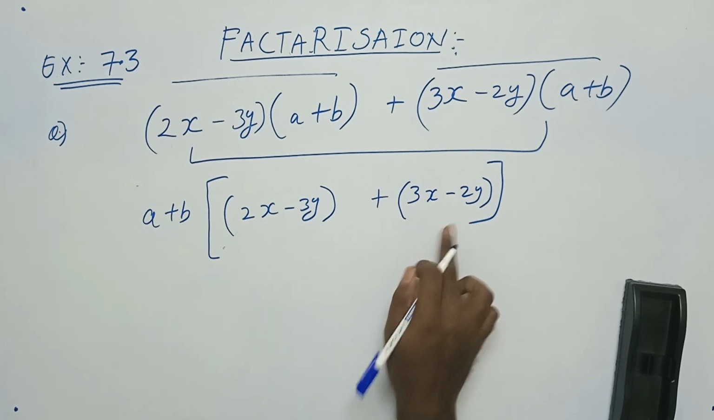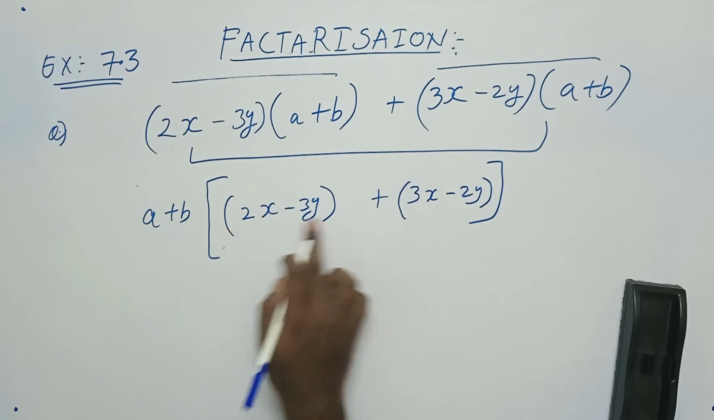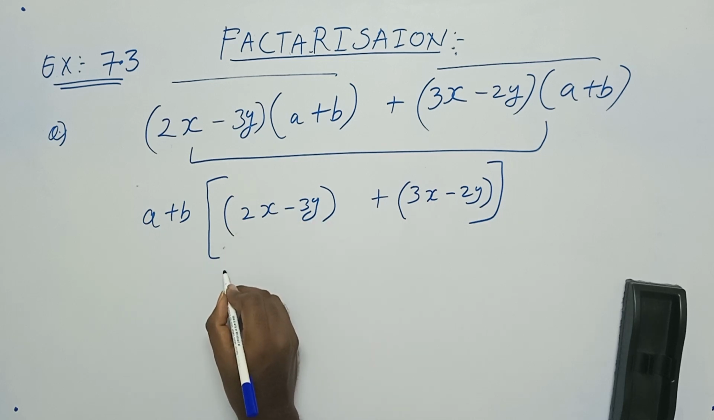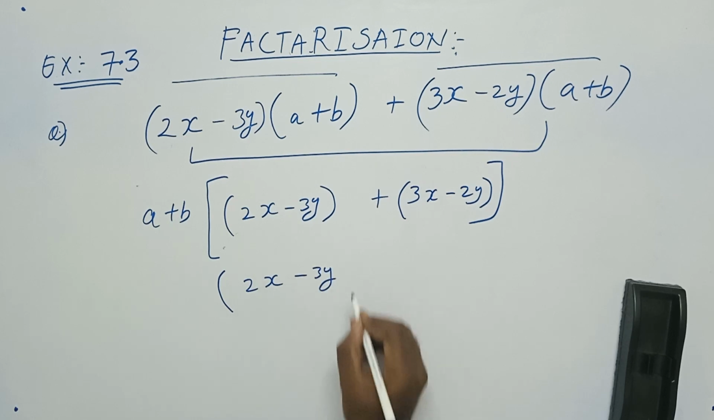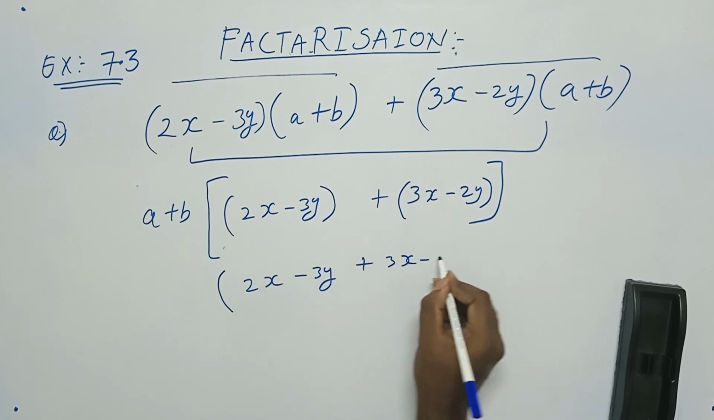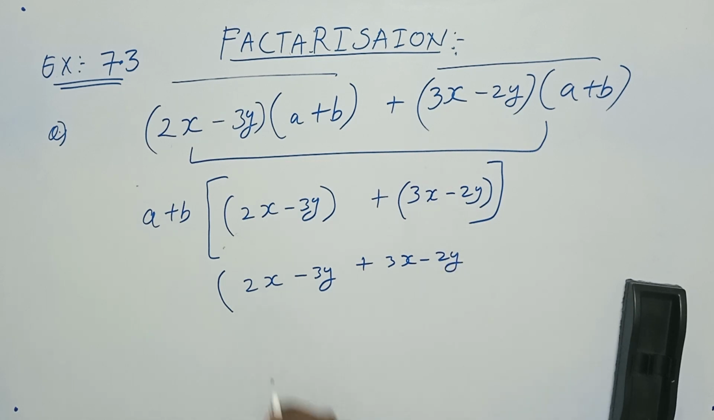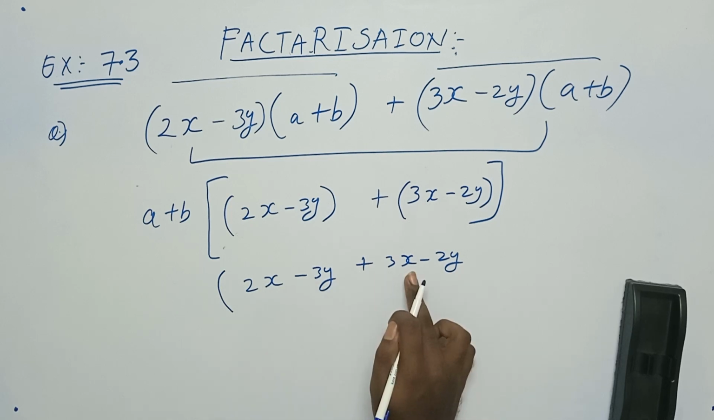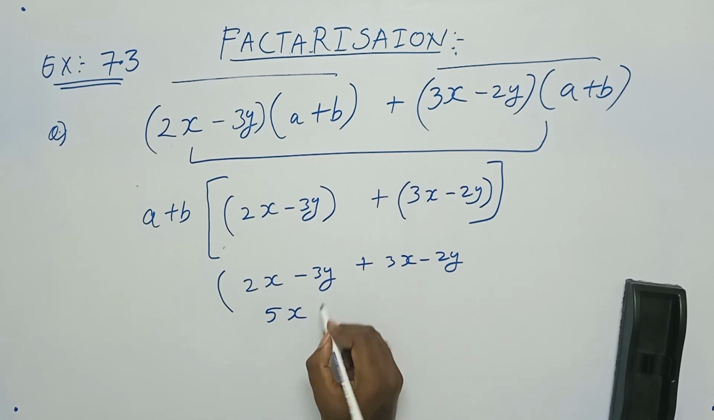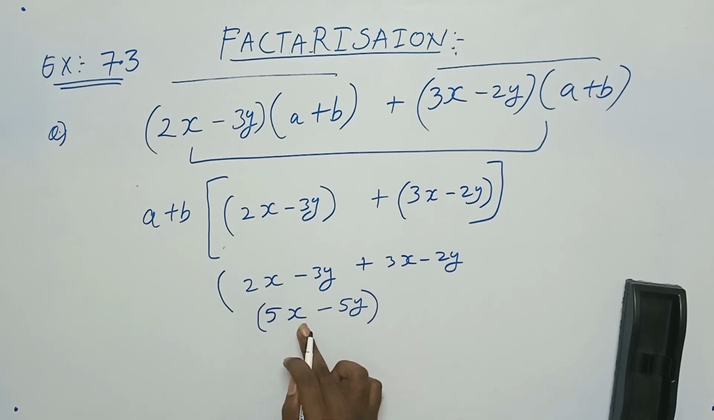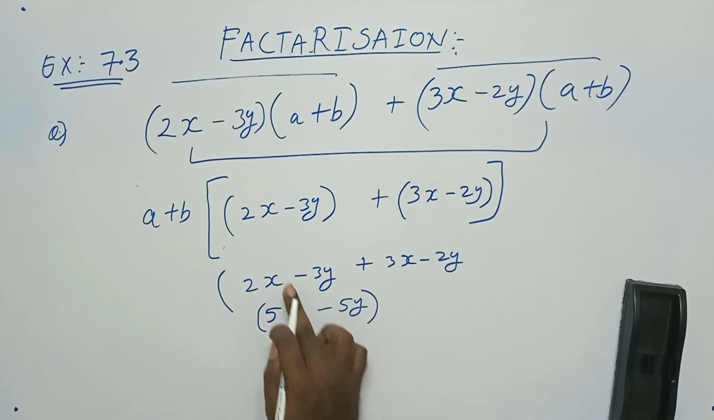Inside the bracket, we are going to remove the brackets. It will become 2x minus 3y plus 3x minus 2y. If you remove the brackets, then the problem gets solved, and here we just simplify the terms. 2x plus 3x is 5x, and minus 3y minus 2y is minus 5y. So we got 5x minus 5y, the simplified form.